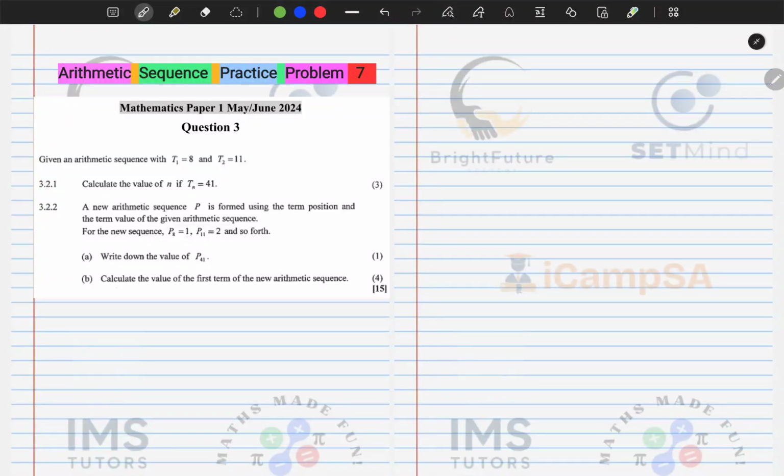Greetings once again, guys. Let's have a look at our practice problem set number 7. And this is from the May-June 2024 exam. And this was question 3.